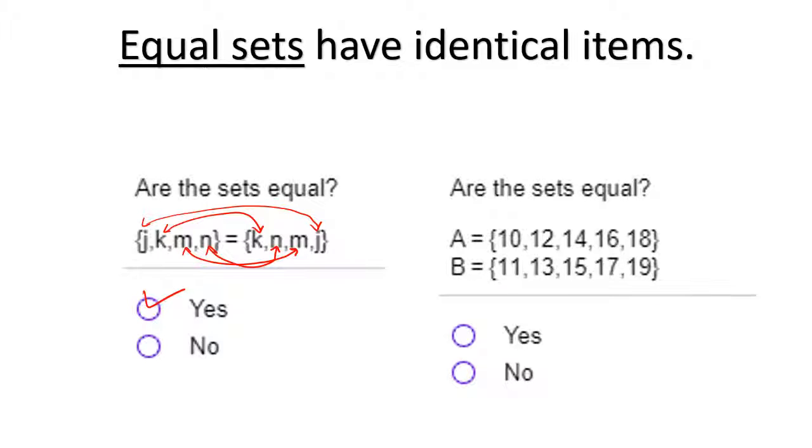Now in the second example, are these equal? You'll notice that in set A I have a 10, but there is no 10 down here in set B. So this would not be equal sets. I hope this has helped you understand a little more about sets.